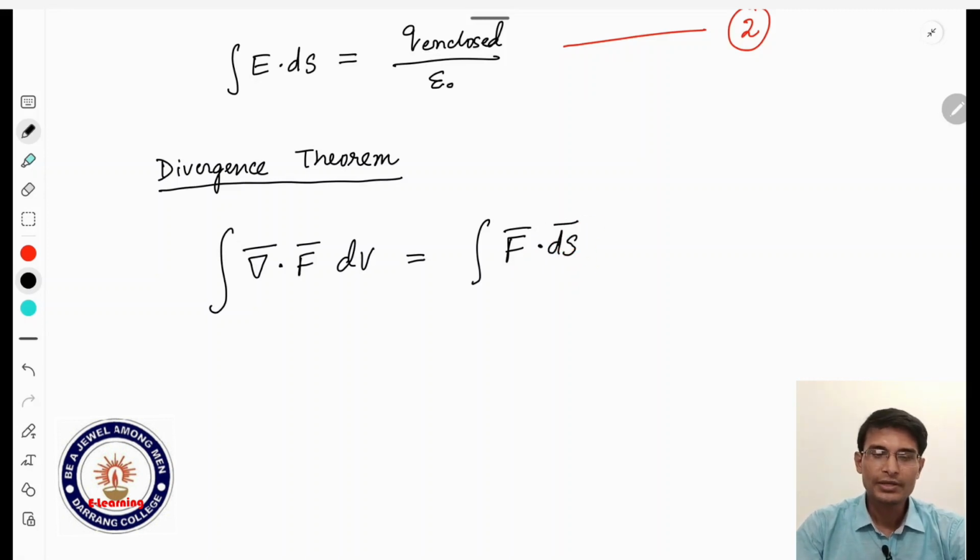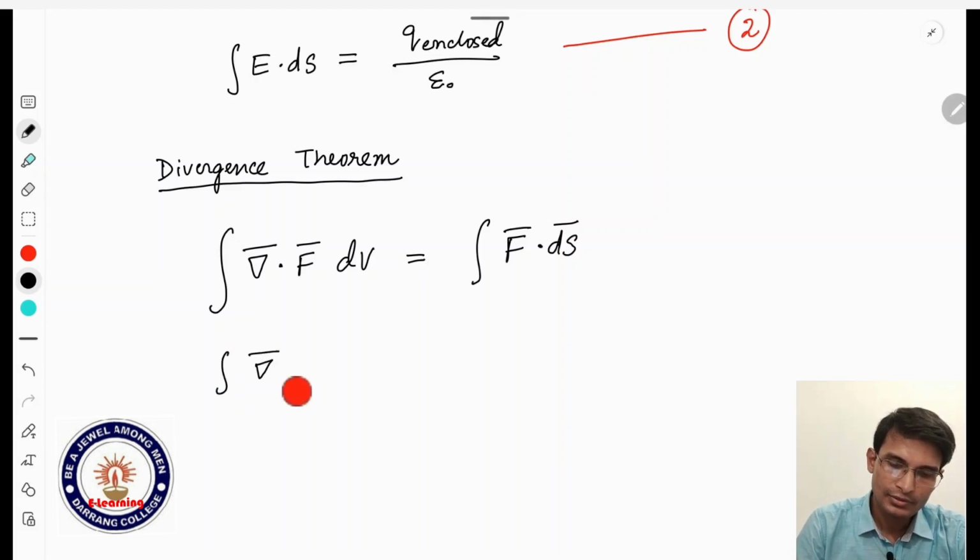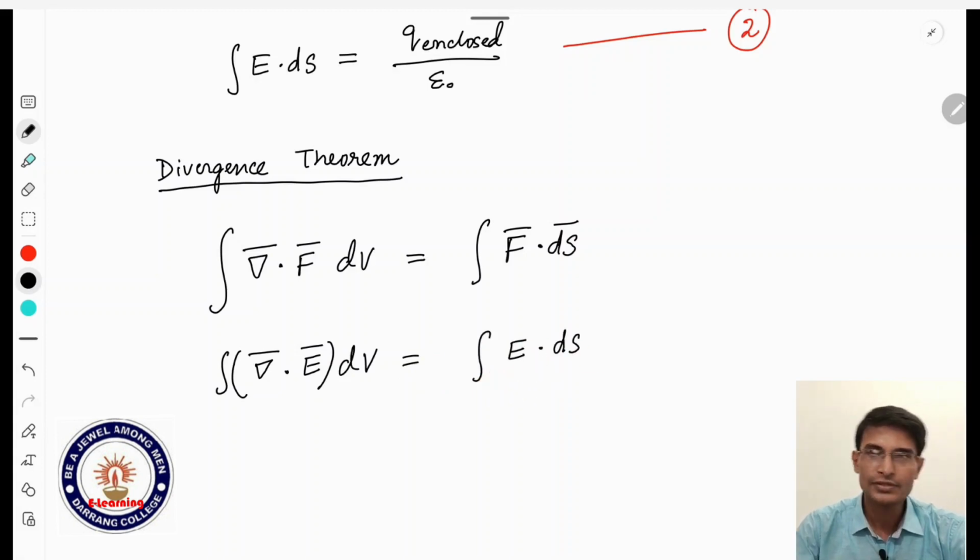So, we can replace the vector f here by the electric field E. In our case, the divergence of the electric field integrated over a volume V will be equal to the integral of E dot dS. Let's give this equation number 3.